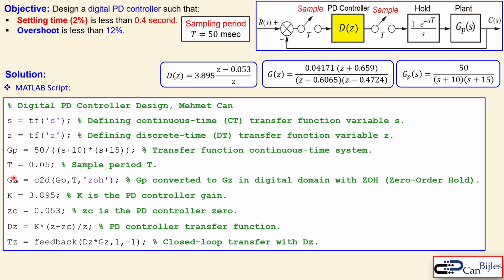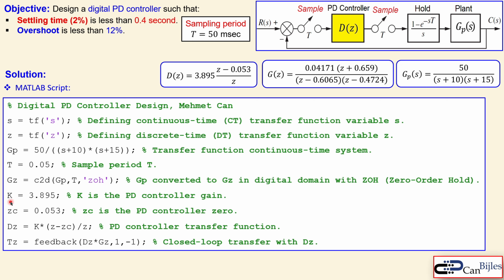So it is the G of Z, which has now the first entry, GP, which is our plant transfer function. The second entry is our sampling period, and the method how we convert that to the digital domain. This is the zero order hold. That's also what we have used, because this hold operation is a very simple operation. So it samples and then holds that horizontally. You can also do first order hold, that goes then holding and then goes linearly up to the next sampling.